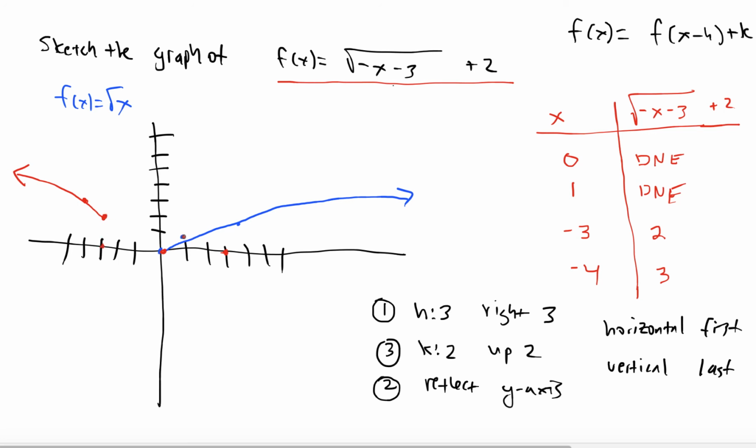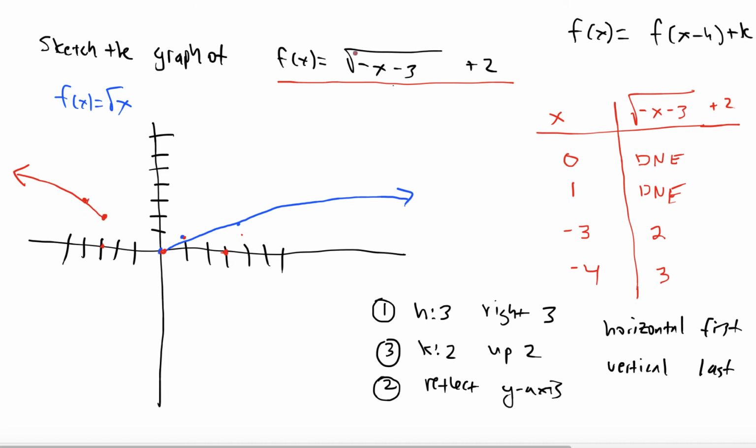Take a look at this point, the point 1, 1. I'm going to shift it to the right 3 units. But then when I reflect it across the y-axis, it folds over across the y-axis and comes over here. And then lastly, I shift it up 2 units. So yes, this is the correct graph.